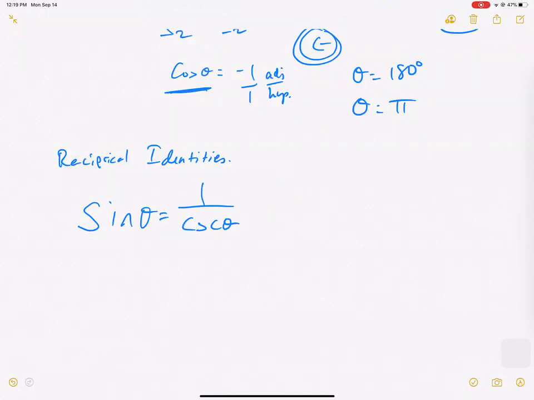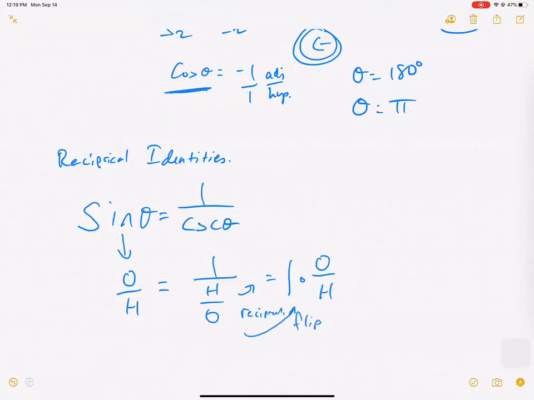Why is this true? Let's look at the lettering. Sine is really opposite over hypotenuse. Well, cosecant is hypotenuse over opposite. And to flip this over, we don't like fractions. We multiply by the reciprocal. 1 times O over H, because we did the reciprocal. We did a flip. And then we end up with O over H is equal to O over H.